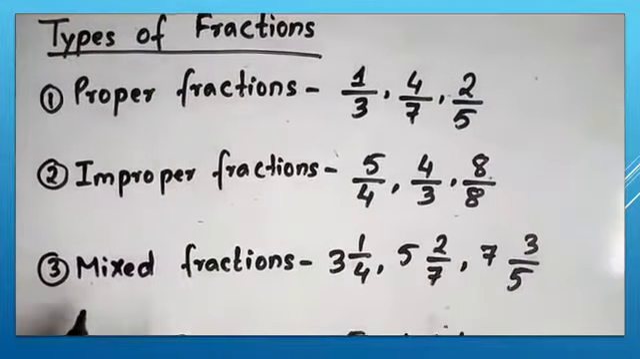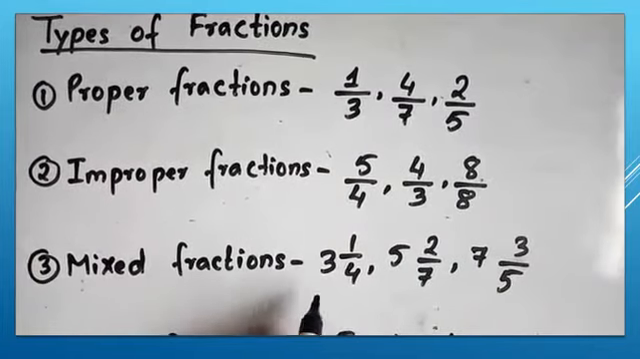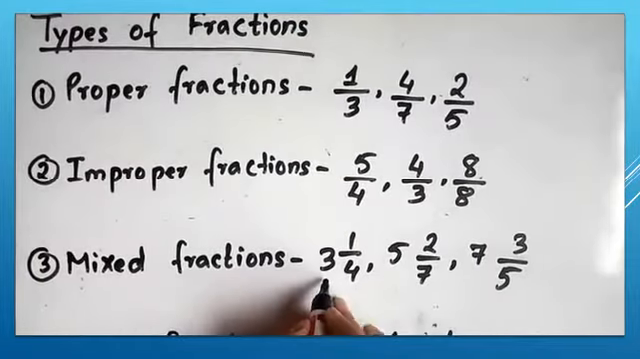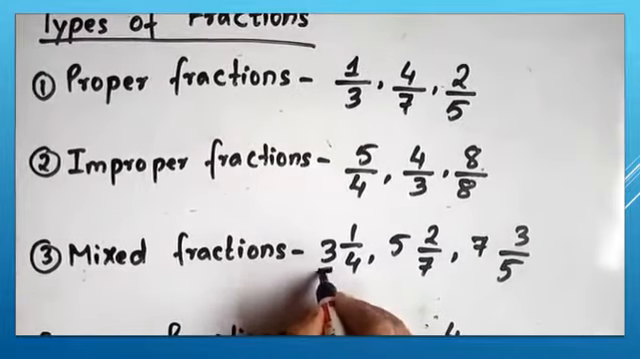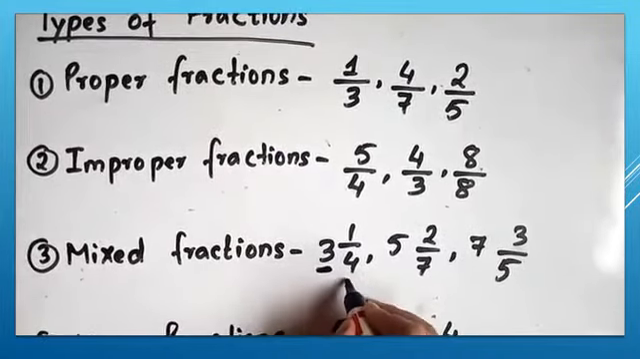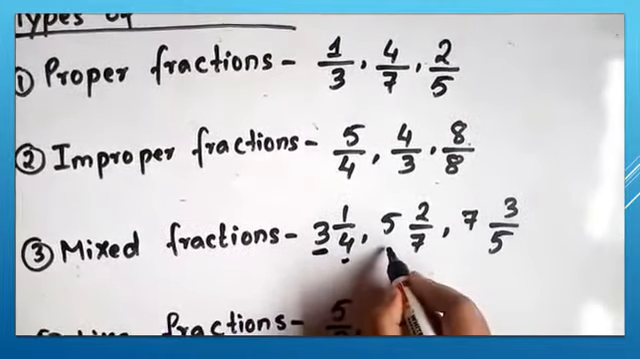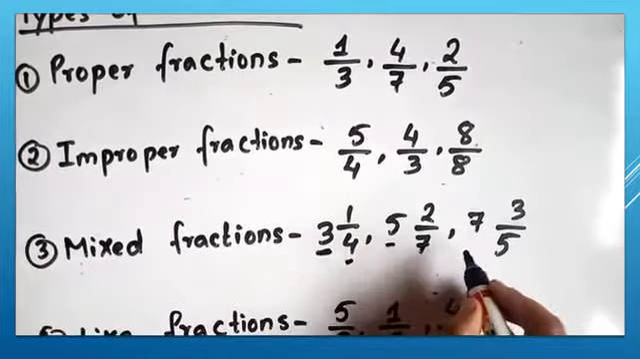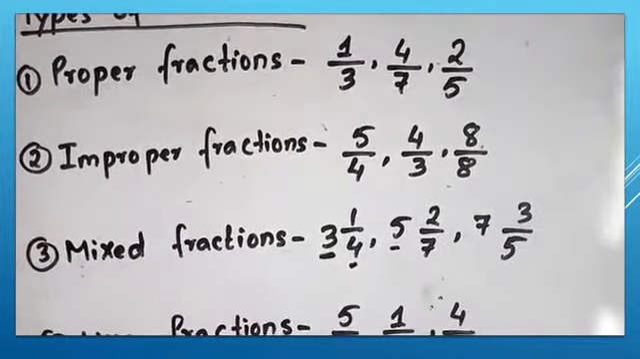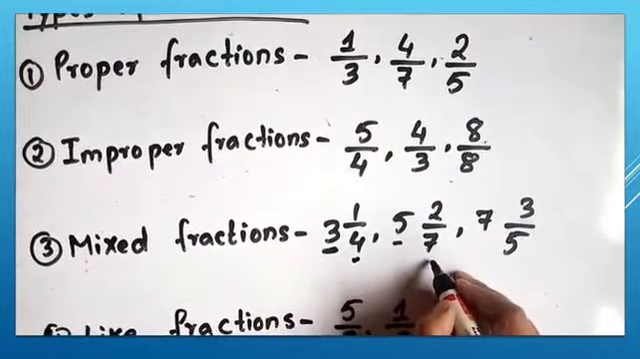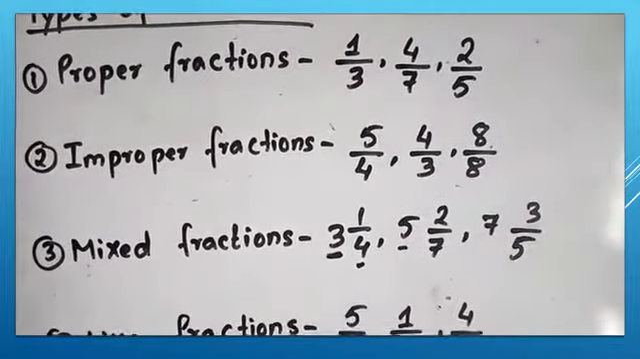Next, number 3 is mixed fraction. A mixed fraction is the representation of a whole number and a proper fraction. When I say whole number, 3 is a whole number and 1 by 4 is a proper fraction. And 5 is also a whole number and 2 by 7 is a proper fraction. So this kind of fraction is known as mixed fractions.